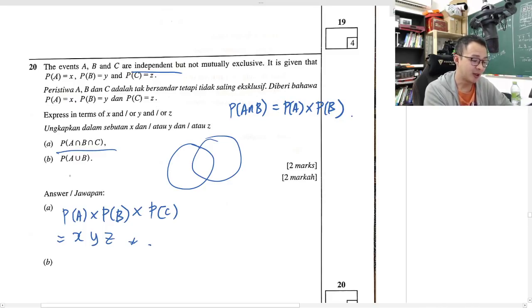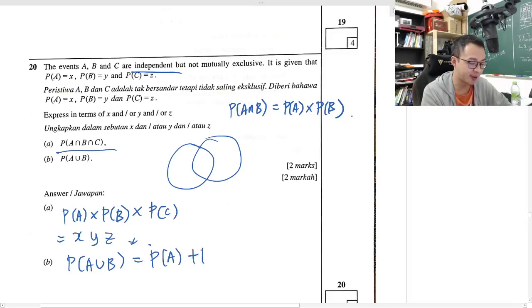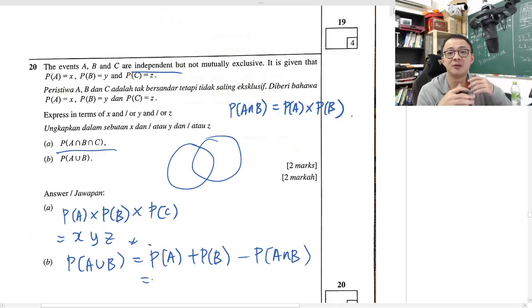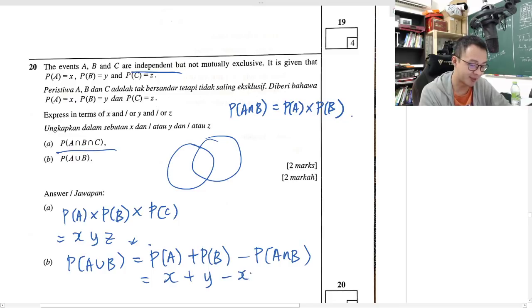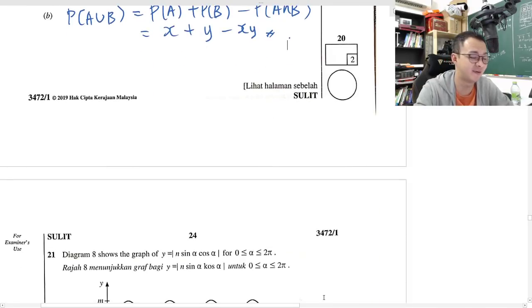Alright. Okay, but for the union, we know probability A union B, if it is not mutually exclusive, equals probability A plus probability B minus probability A intersect B, isn't it? This is the formula for non-mutually exclusive. So probability A is X, B is Y, and then this is X plus Y minus XY. Yeah, I guess this is how to do this kind of probability question. You just need to remember some formula.